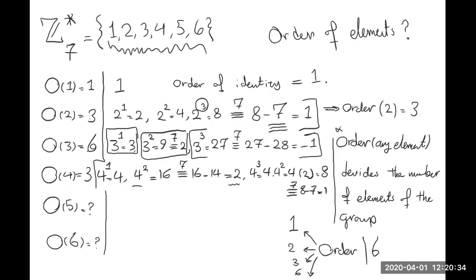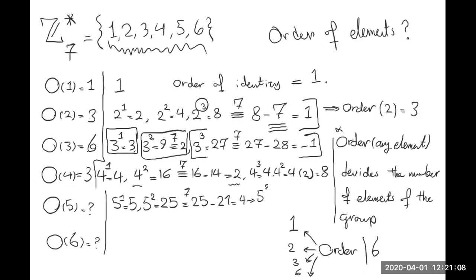Okay, let's look at 5. 5 to the 1 is 5. 5 squared is 25. But what is 25 mod 7? It's 25 minus 21. 3 times 7 is 21, so it's the same as 4. So it's equal to 4. I would erase these things again.